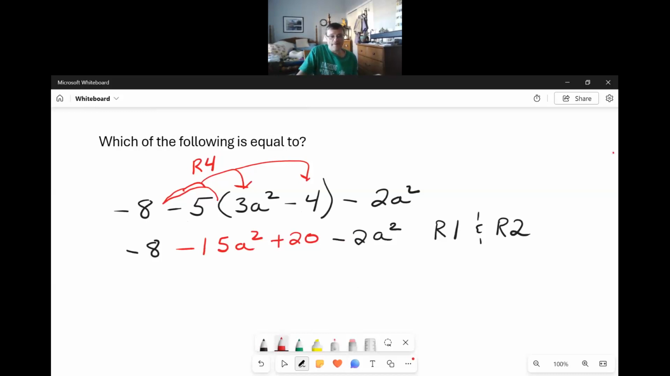Go after the variables with the highest exponent first, because that's going to come front, and then you can put the number on the end, because that's the housekeeping rule that's got to happen. A squared. So what's the a squared? -15 minus 2 equals, and then let's see here.